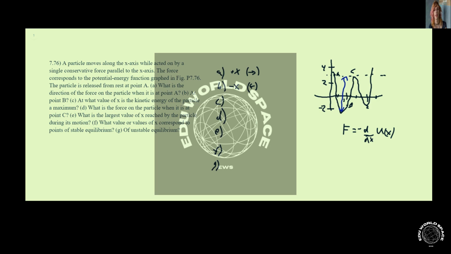Okay, so D, what is the force on the particle when it's at point C? Point C, that's the peak. So again, we need to go here. What's the derivative of something that is at the peak of a hill? That's going to be 0 because the slope is 0 there. So that means we have force equal to 0. We can write that down: F equals 0.